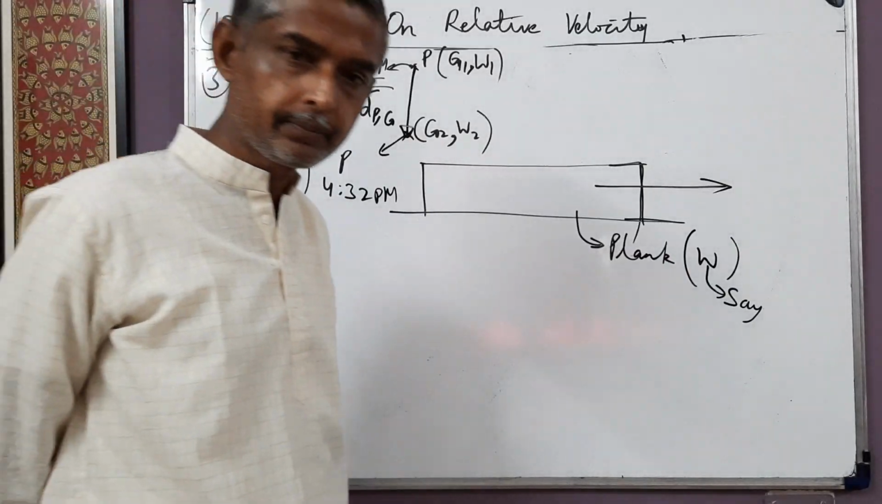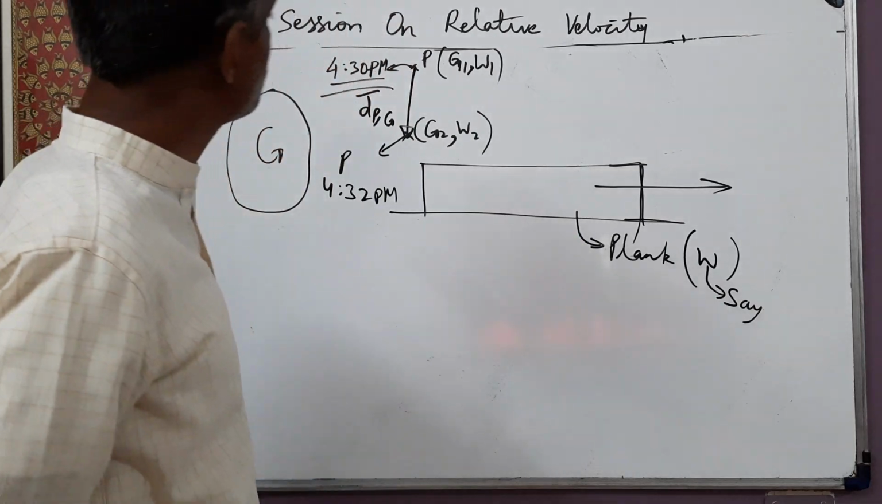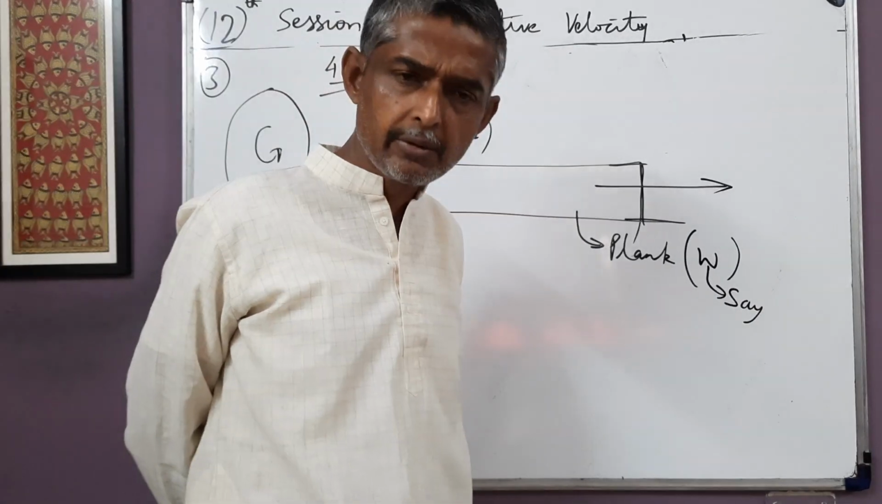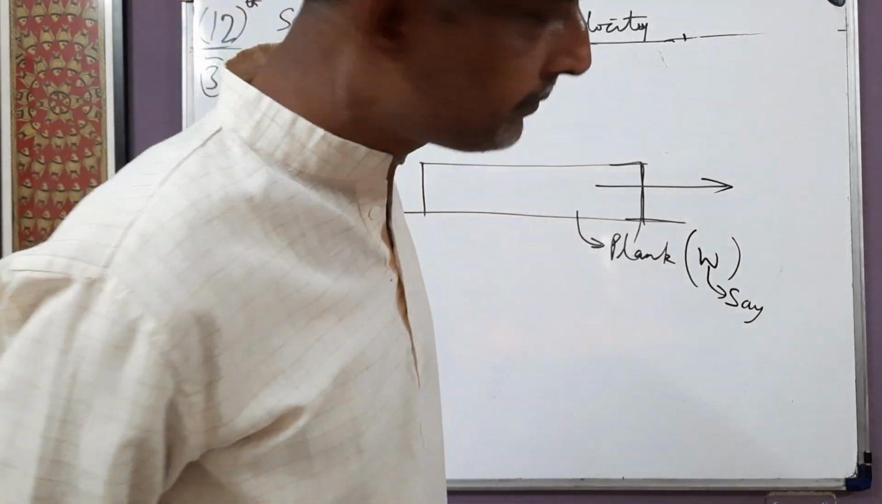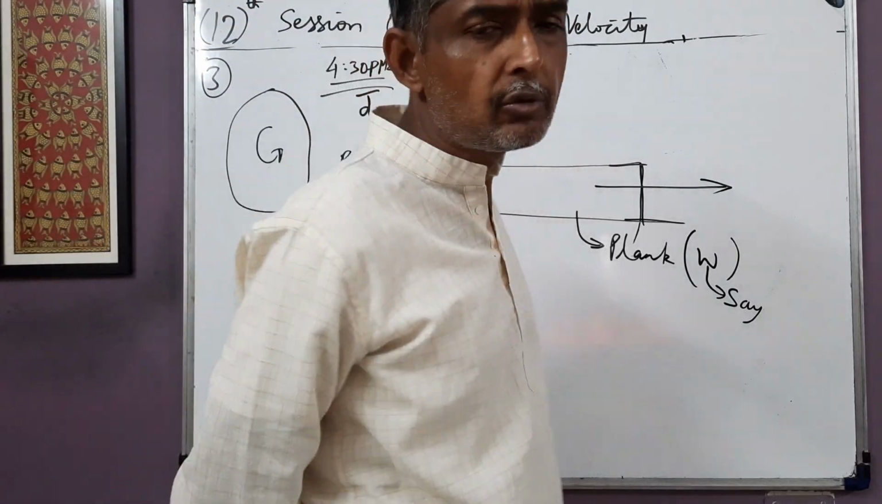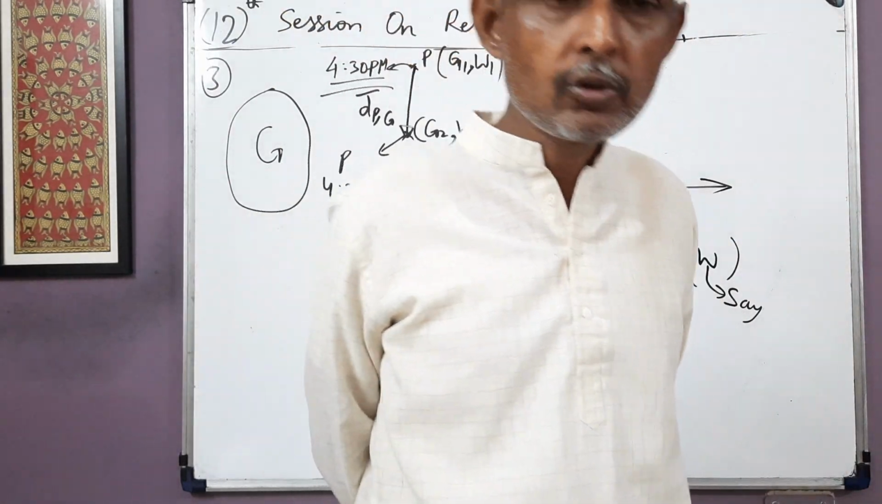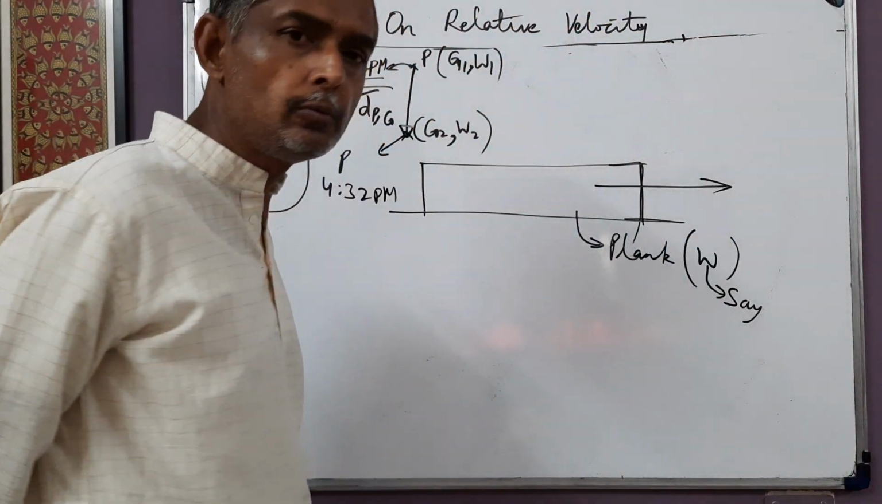dpg is the displacement of P with respect to the ground frame in the interval 4:30 p.m. to 4:32 p.m. Now we have to find the displacement of P with respect to the plank frame in the interval 4:30 p.m. to 4:32 p.m. For that we have to see which locations of the plank frame point P occupies at these two instants. These two locations are W1 and W2.